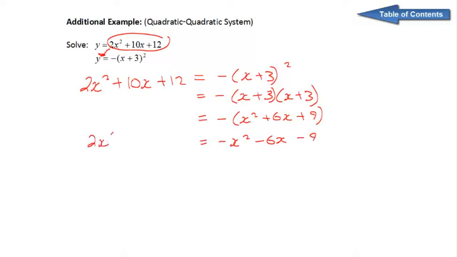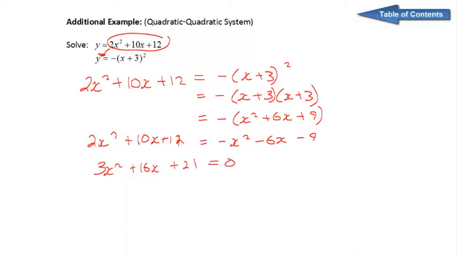Now, setting this equal to the other side right here, I'm going to go, just like I've been doing all unit long, and bring everything to one side of the equation. I'm suggesting you bring everything to the left-hand side to leave your x squareds positive. So adding an x squared to both sides gives me 3x squared. Adding 6x gives me 16x. And adding the 9 to get rid of the negative 9 gives me positive 21, is all equal to 0.